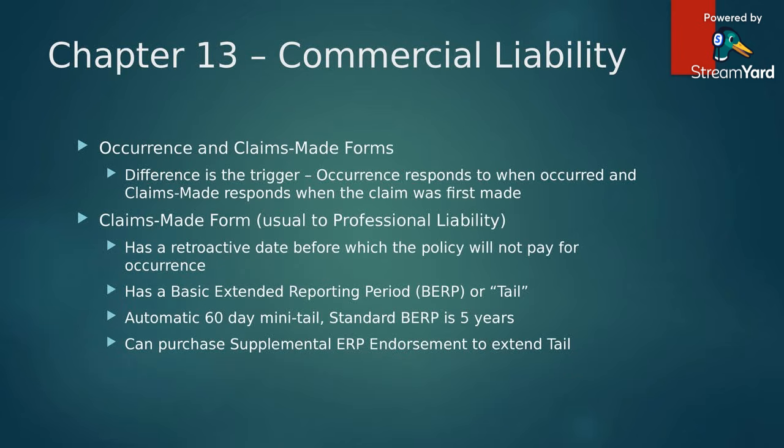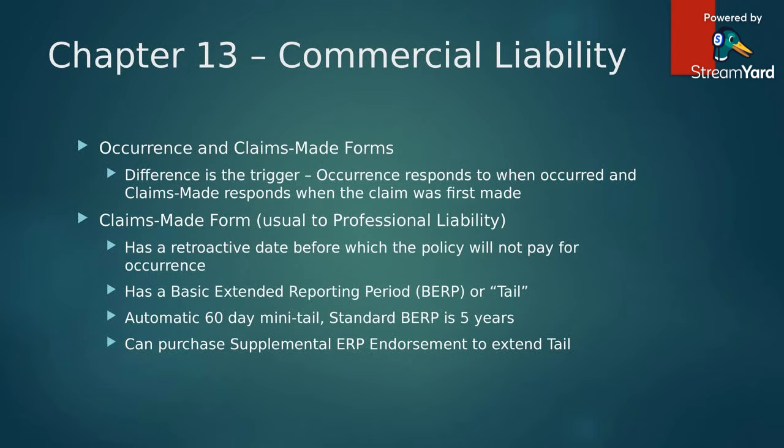Occurrence and claims made form, right? We talked about this at the beginning. The difference between the two is going to be the trigger. The occurrence form is going to respond to when the event occurred, and the claims made is going to respond to when the claim was first made. Claims made forms are typically used for professional liability. These are going to have a retroactive date, which is a date before which the policy will not pay for an occurrence.